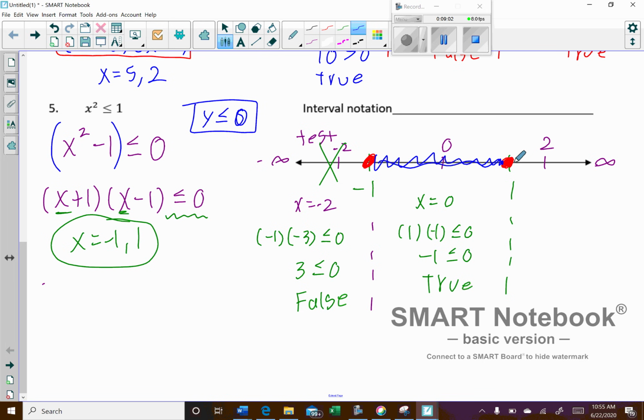And then our last interval is between 1 to infinity. So we'll go ahead and plug in 2. And so when you do that, we're going to get 3 times 1 is less than or equal to 0. So we get 3 is less than or equal to 0, which is false. So we don't want to shade that. So the only interval that is part of our solution set is going to be between -1 and +1. And I use brackets this time because those endpoints are included. So -1 and +1 both satisfy our inequality.